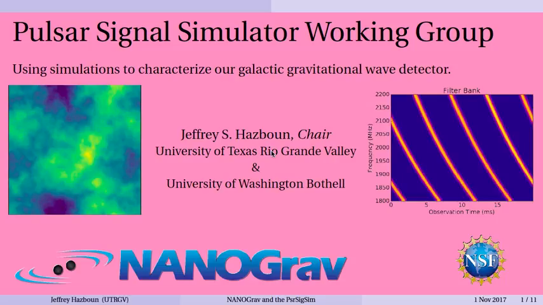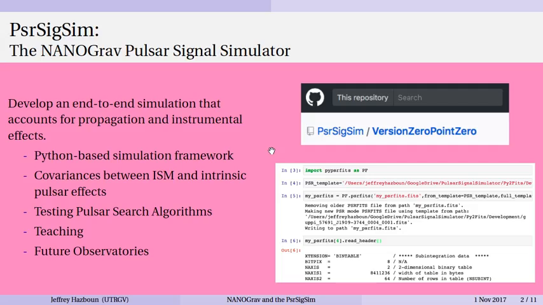And I wanted to tell you a little bit about what the working group does, what our aims for the simulator are, and how that fits into the bigger picture of NANOGrav. So the goal of the simulator working group is to develop an end-to-end simulation that accounts for propagation effects and instrumental effects on the pulses as we get them and need to analyze them.